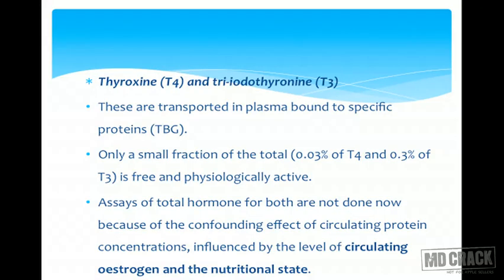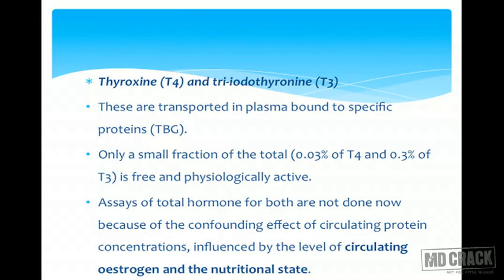Next we have T3 and T4. These are thyroxine and triiodothyronine. These are transported in plasma bound to specific proteins. These are called TBG, thyroid binding globulins. Only a small fraction of the total, that is 0.03% of T4 and 0.3% of T3, is free and physiologically active. It is called free T3 and free T4.